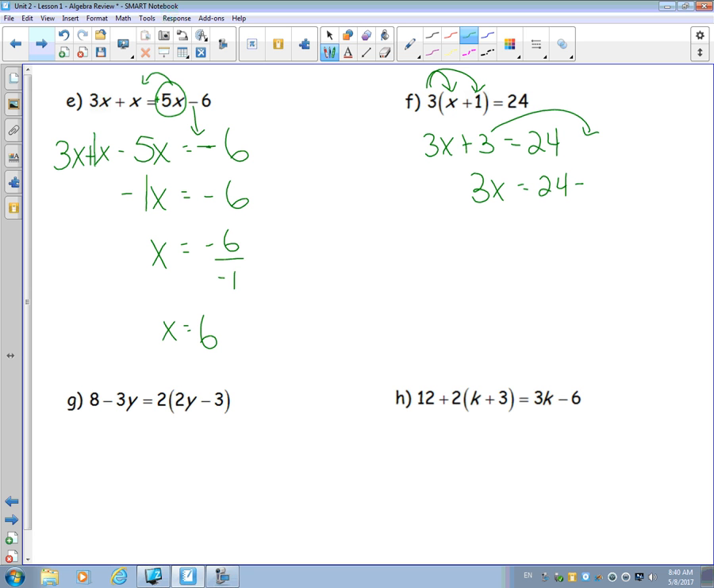So I'm going to bring the 3 over here and subtract it. I don't want 3x equals, I want just x equals. So I need to divide by 3, and x is 7.